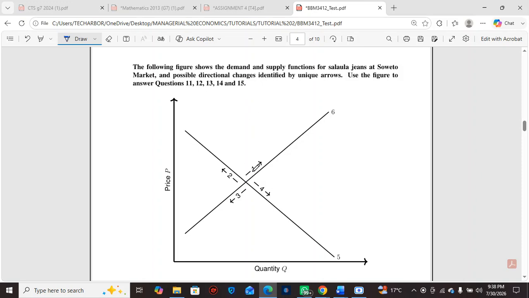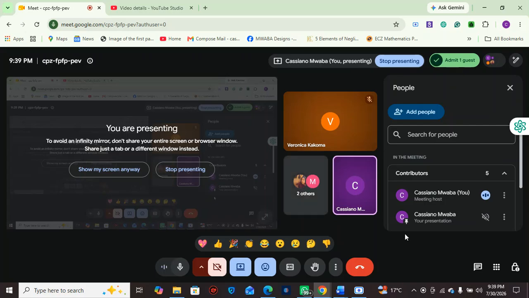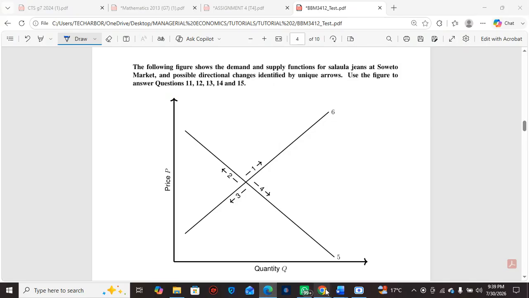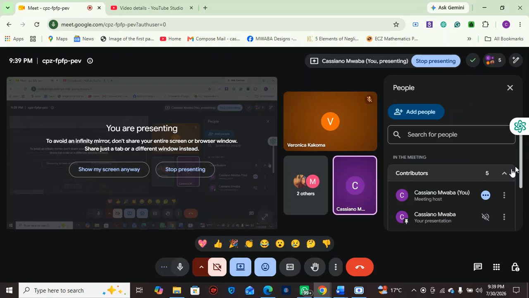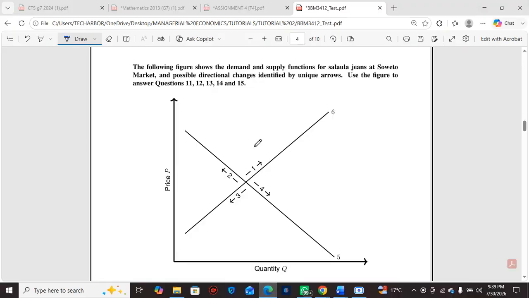We can see here in figure 1, arrow 1 is showing when the demand curve shifts to the right. Arrow 4, the supply curve shifts to the right. Arrow 3, the demand curve shifts to the left. And arrow 2, the supply curve shifts to the left.